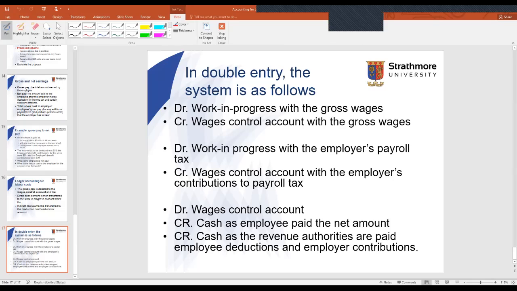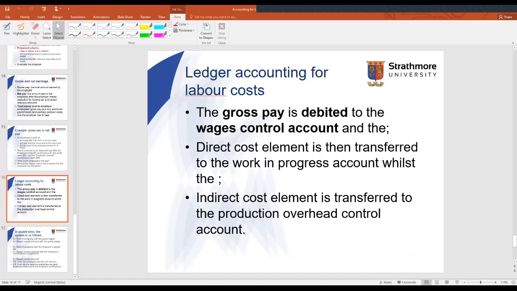Wage control account. Here we need to add a few more, the one you just mentioned: the production overhead account. It seems it doesn't appear here. Anyway, in addition to what you just mentioned in this other slide, you can have the following.